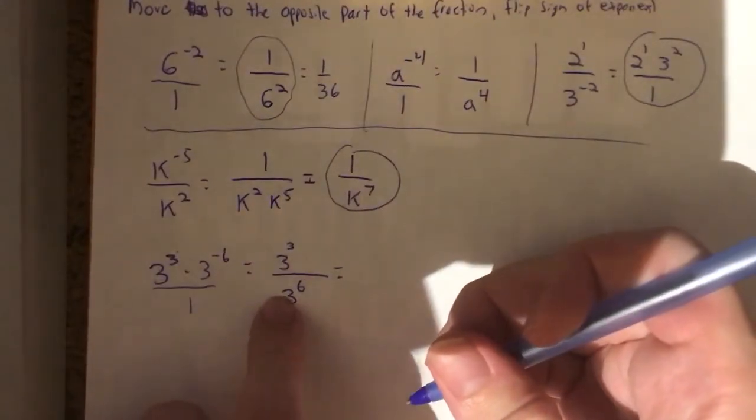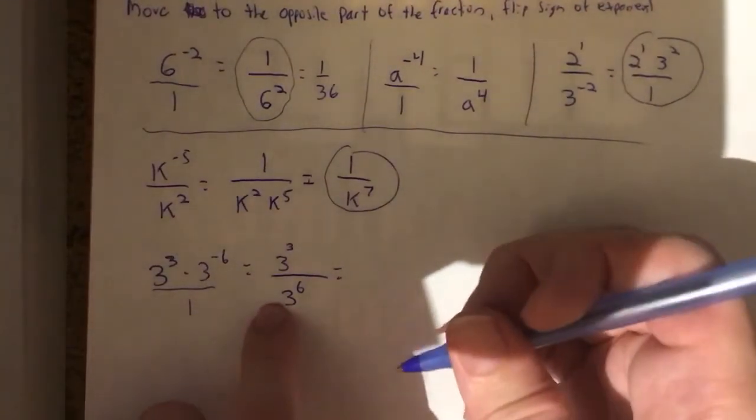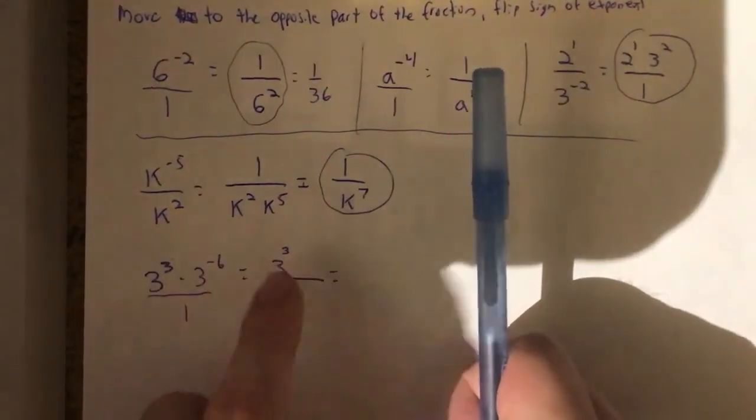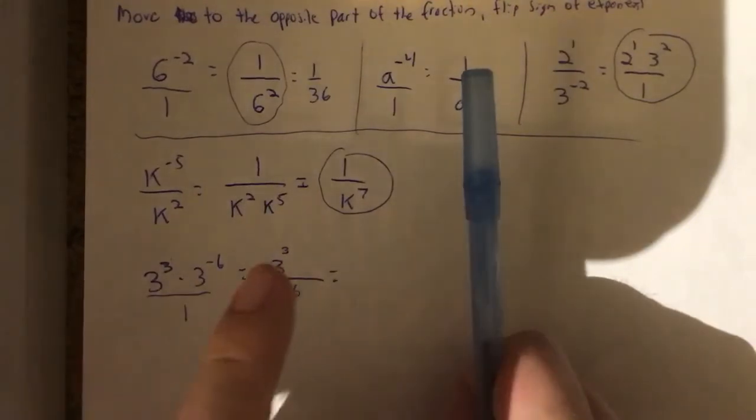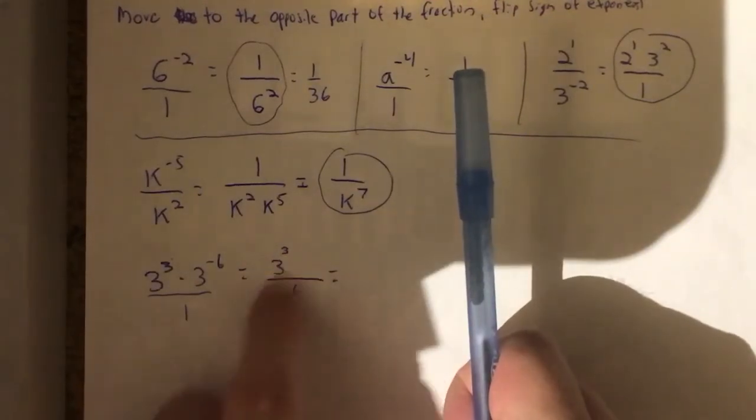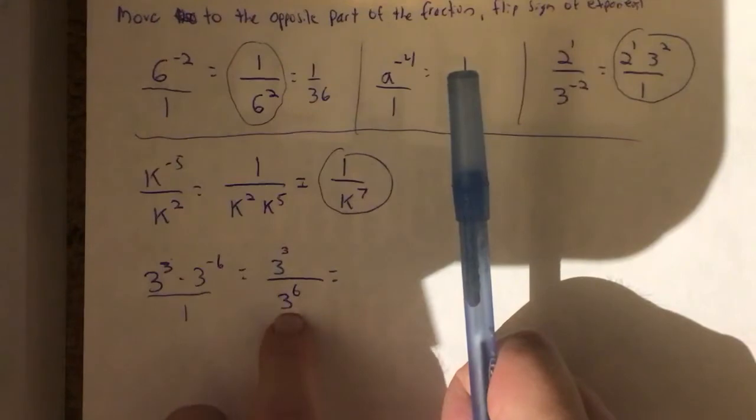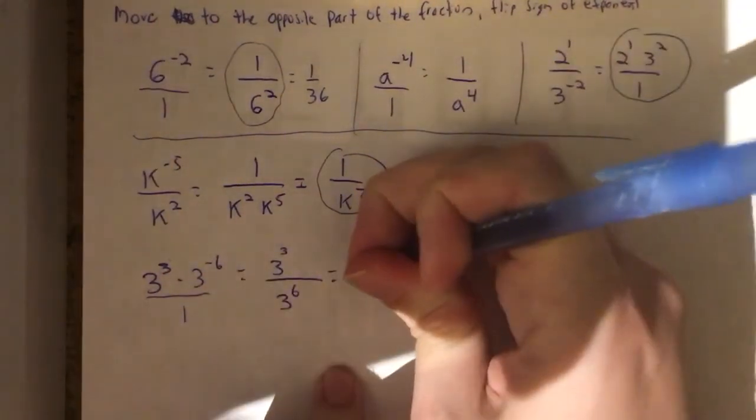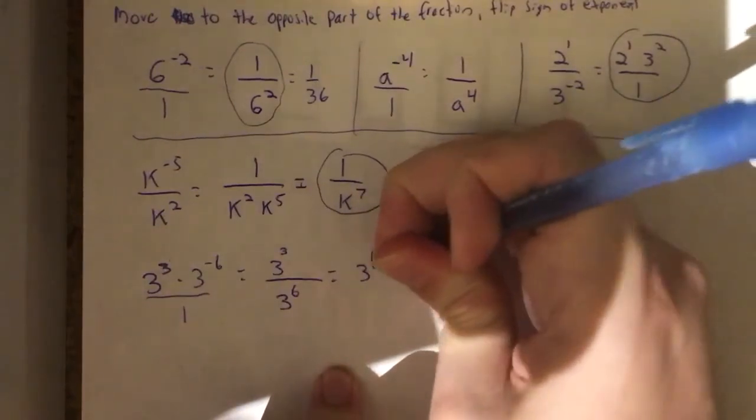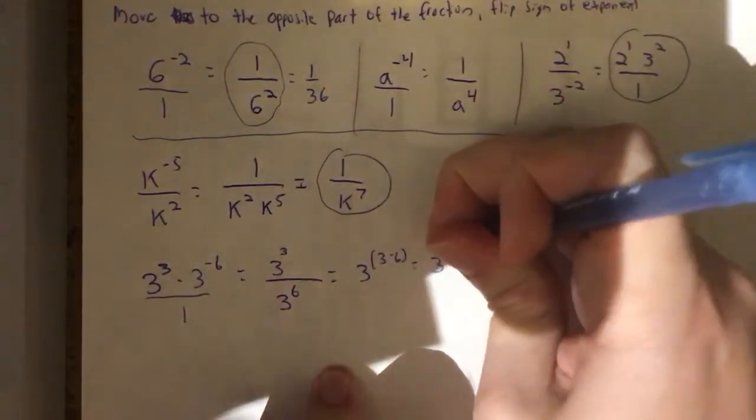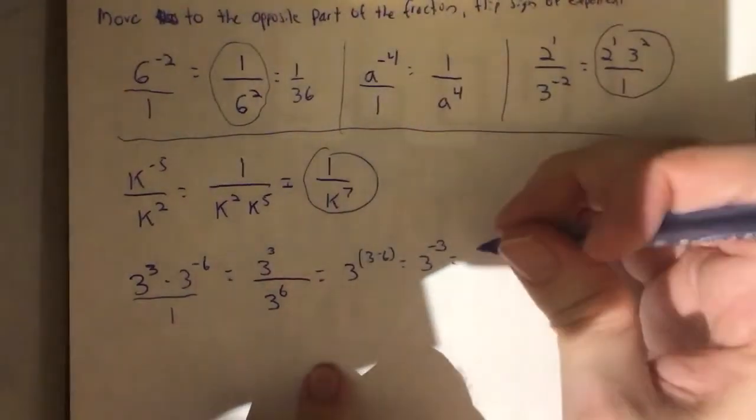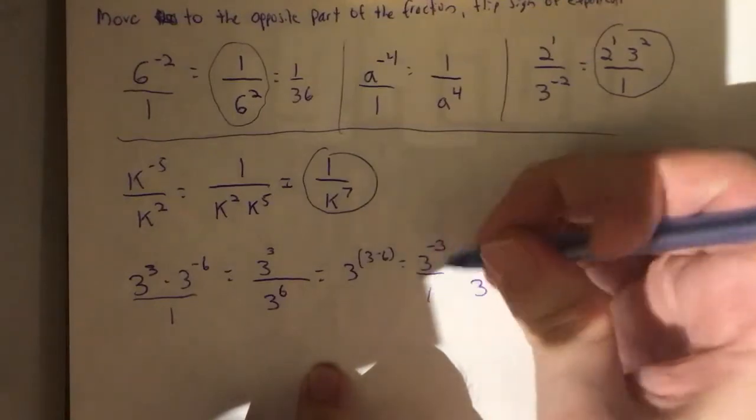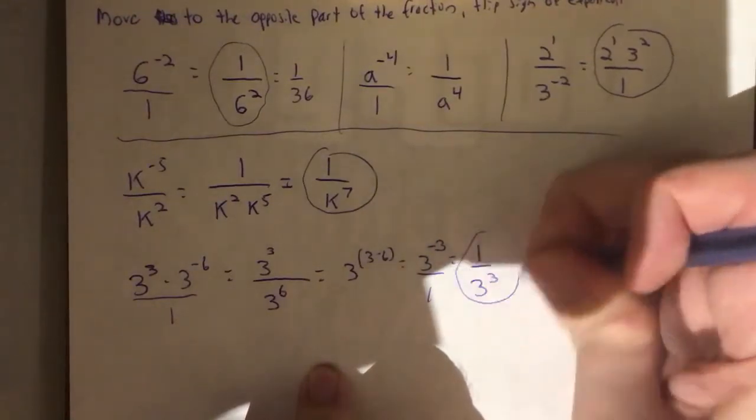3 cubed over 3 to the 6. I can use my quotient rule, subtract, or just think. Which part has more 3's and by how many? This really is 3 3's. This has 6 3's. So I have 3 extra 3's in the bottom than the top. If I use my quotient rule, it's really just 3 minus 6, which is 3 to the negative 3. And then I just rewrite this as 1 over 3 to the 3rd. Remember, negative in the top means positive in the bottom.